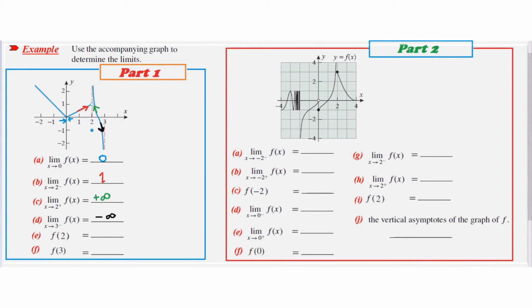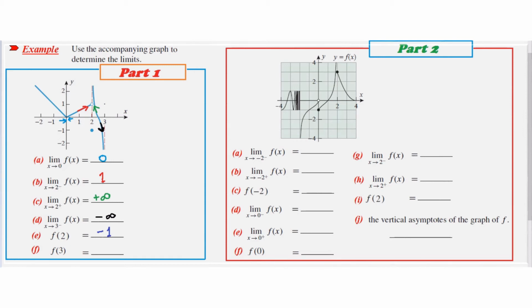Now you have to find f of 2 and f of 3. F of 2, this is 2. You have to search up and down to a closed circle, and we have a closed circle here, so f of 2 equals negative 1. So it's equal to negative 1, and for f of 3, you have to go up and down.